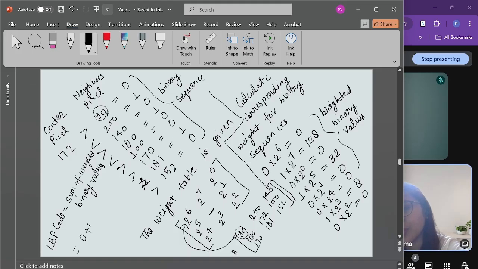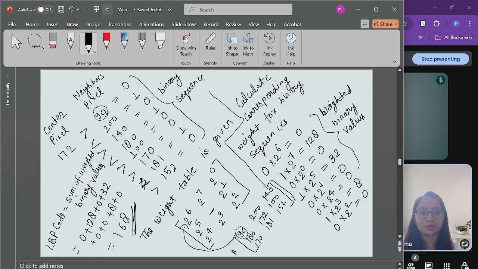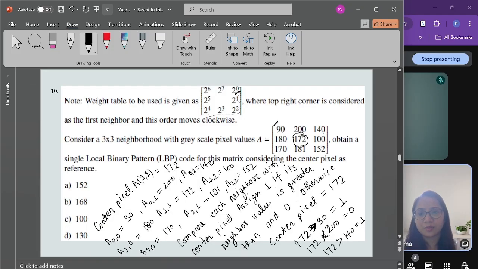So 0 plus 128 plus 0 plus 32 plus 0 plus 0 plus 8 plus 0. So what value will you get? 32 plus 8 is 40, plus 128, you will get 168. So the LBP code that you have got is 168. Okay, just check with the answers. Yes, 168, that is option B. So option B is the correct answer for this question.